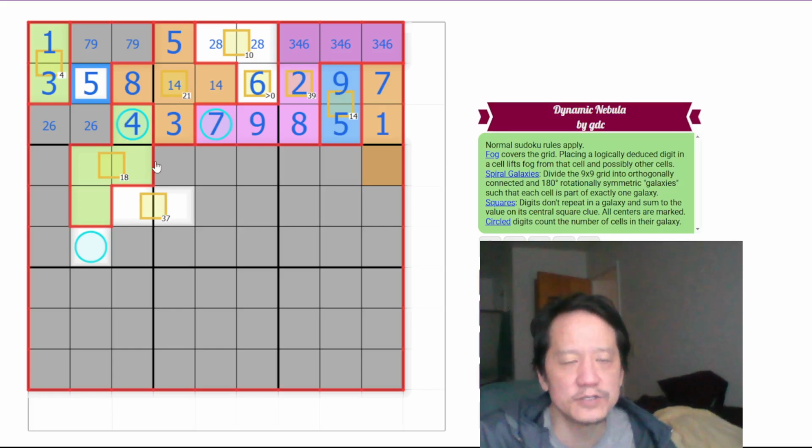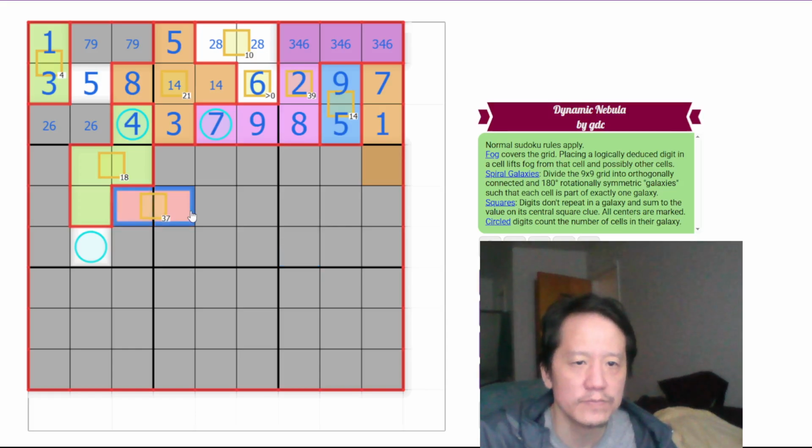This is not the center of a galaxy, so this galaxy is probably here, and then we probably have a galaxy there. I don't know if that gives us very much. This is another galaxy, so we're going to make it red. This has a boundary here and here, so it must expand here because 37 cannot be in just 2 digits.